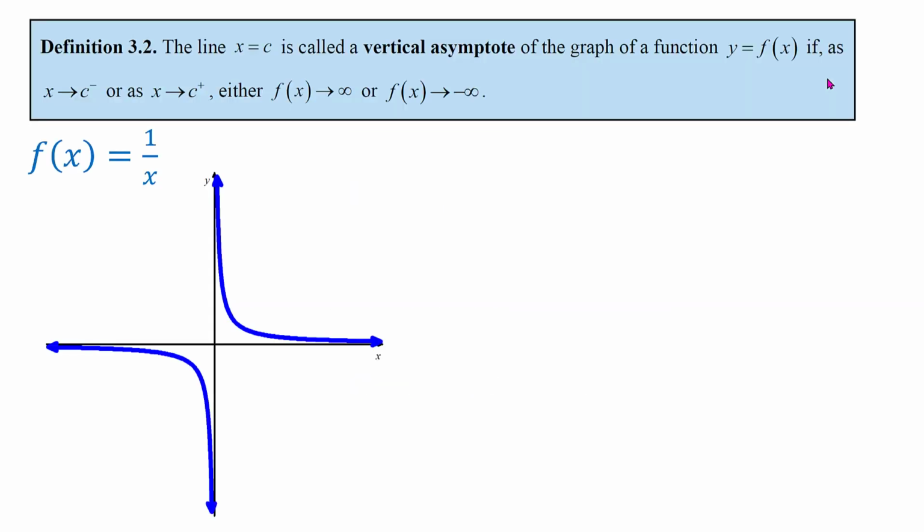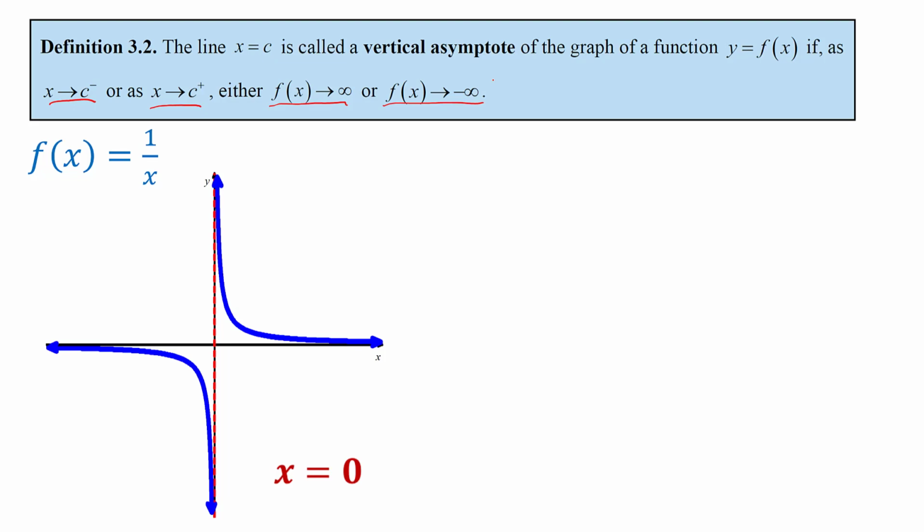We start with the definition of a vertical asymptote, which is defined to be the line x equals c of the graph of a function y equals f of x if, as x approaches c from the left or as x approaches c from the right, either f of x approaches infinity or f of x approaches negative infinity. As a specific example, we have the graph of f of x equals 1 over x that has a vertical asymptote of x equals 0. You can see represented by a dashed line here.